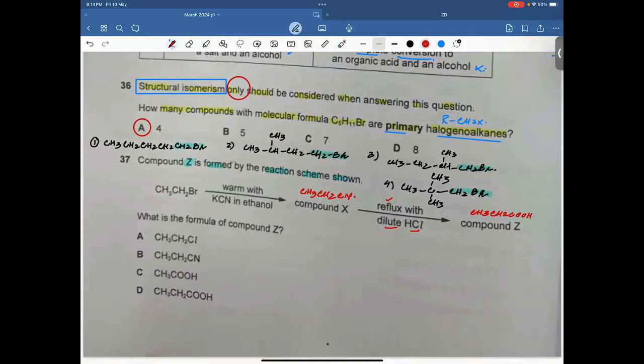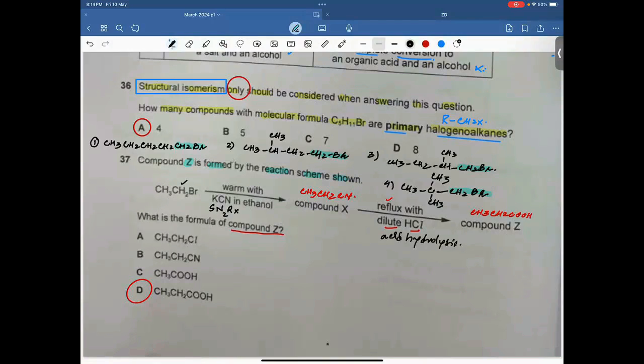Okay, so what is the formula of compound Z? That's propanoic acid, and therefore D is going to be the right answer. With one thing, this is a nucleophilic substitution reaction. In short, this is an SN2 reaction because it is a primary alkyl halide. This is acid hydrolysis.